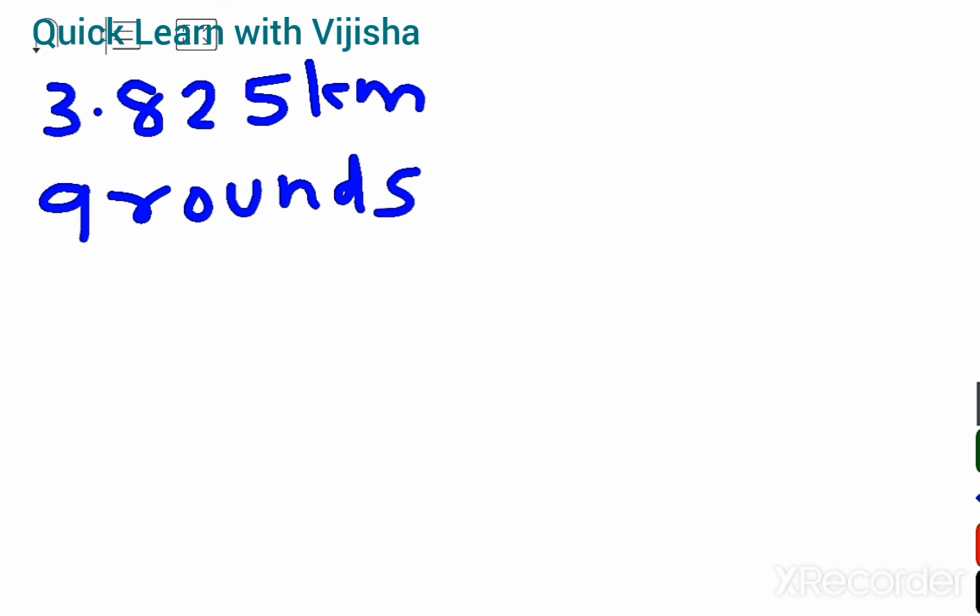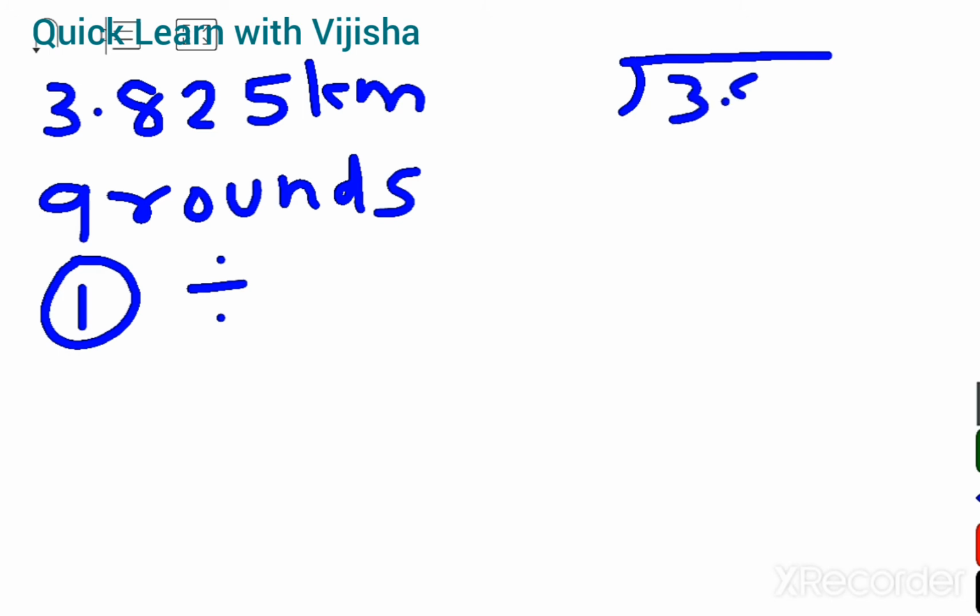How much does she walk in 1 round? In 1 round has been asked, so we will write 1. Whenever the value for one thing is asked, at that time you have to do the division. Understanding, children? So let's divide this question. 3.825 divided by 9.